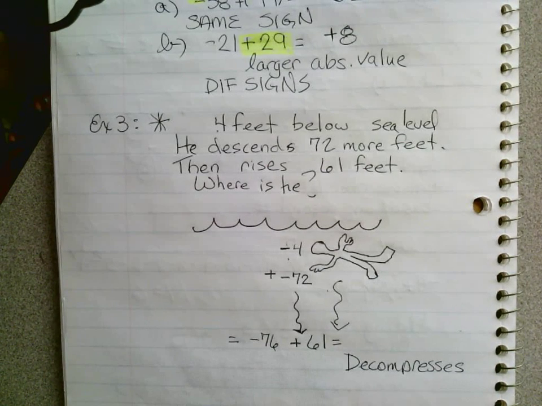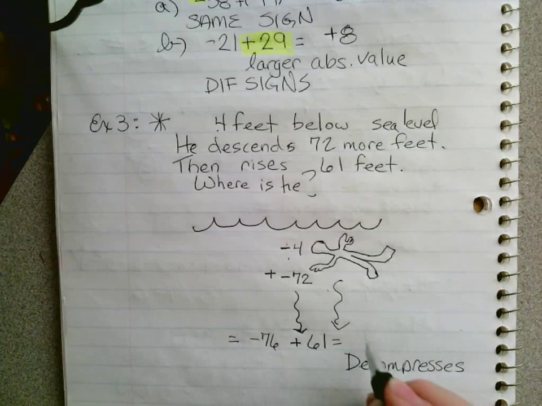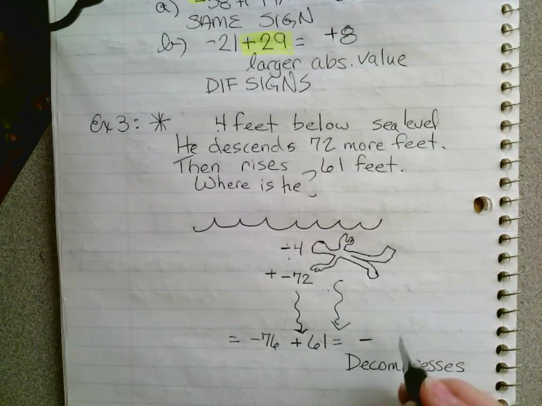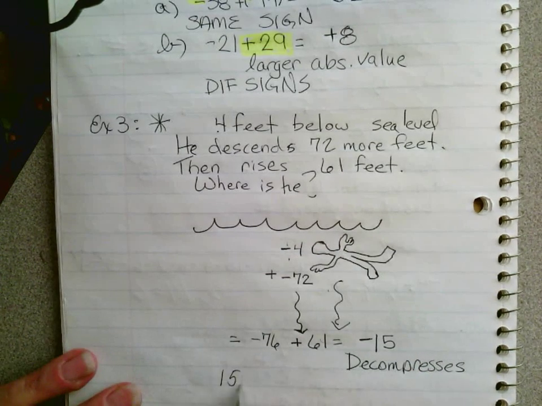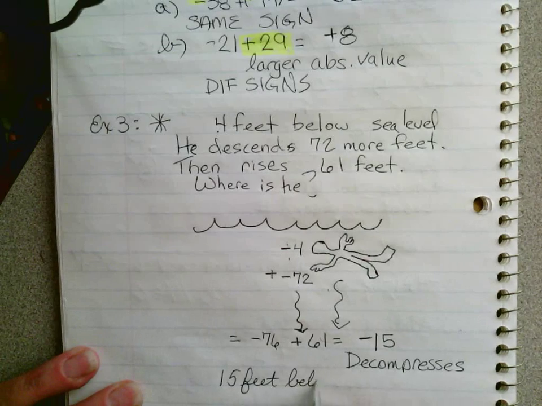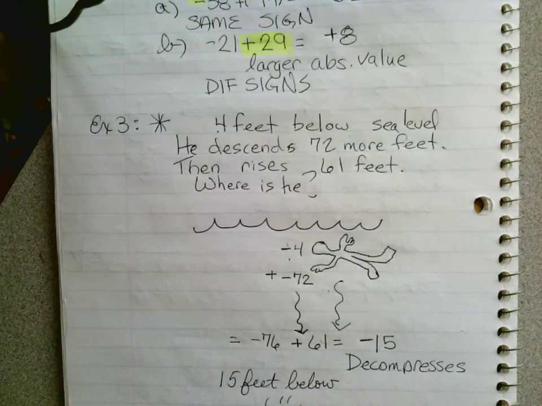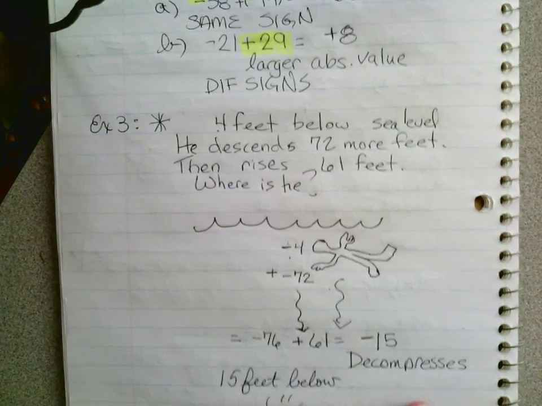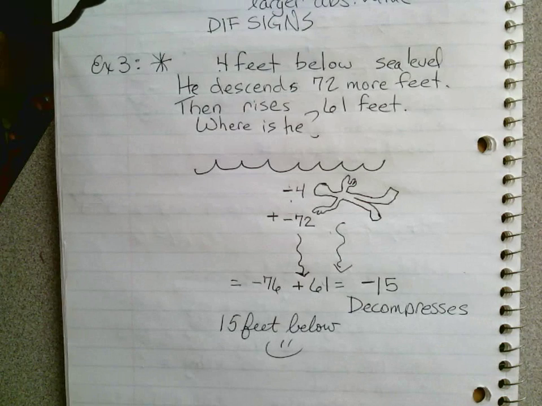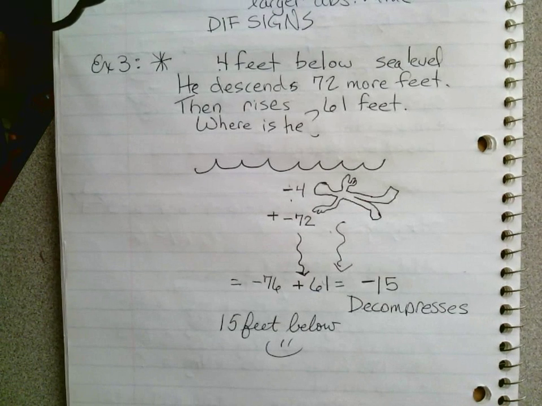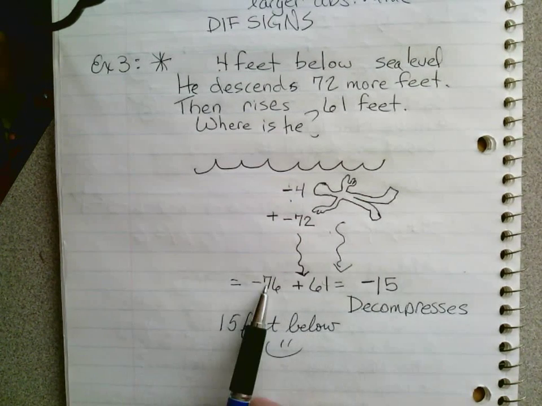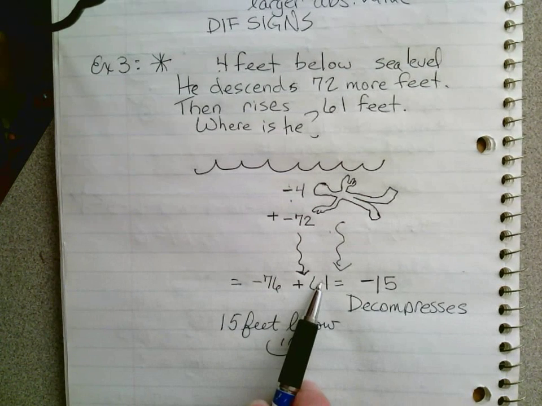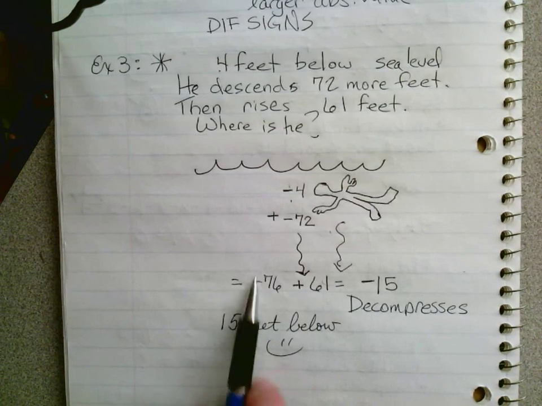2 different signs. Find the difference and keep the sign of the larger one. Would you say he is 15 feet below at this point? Exactly right. And your book shows that as well. Our friend is 15 feet below sea level, hanging out for a specific amount of time. There's all these calculations involved. We found the difference because there were different signs and kept the sign of the one with the larger absolute value.